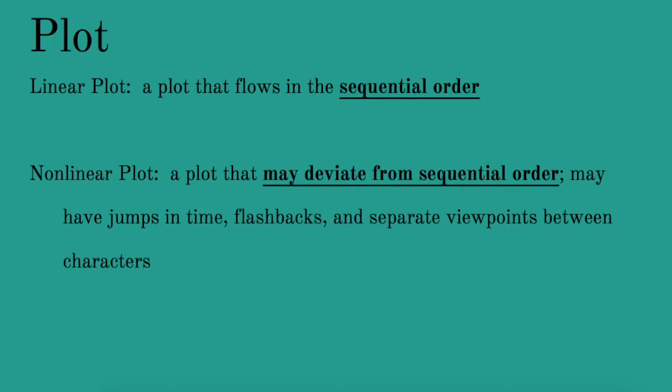A nonlinear plot is the opposite. This is a plot that may deviate from sequential order. Stories with this often have jumps in time, flashbacks, or separate viewpoints entirely as the point of view switches between characters. One example of this is the Odyssey. The Odyssey starts in the very middle of the story with Odysseus, and then when he eventually gets to civilization, he begins telling his story from the very beginning, which comes to us as a flashback. So those are the two major types of plot.